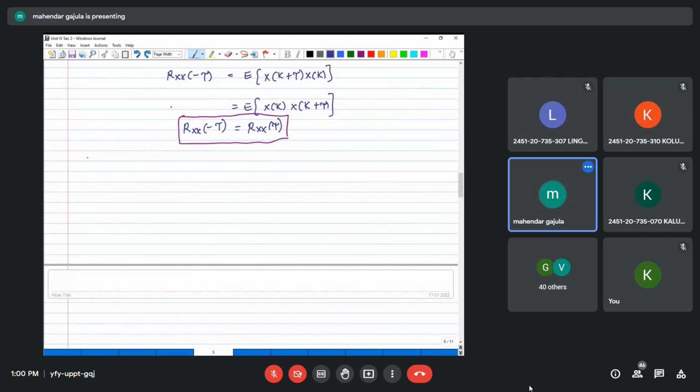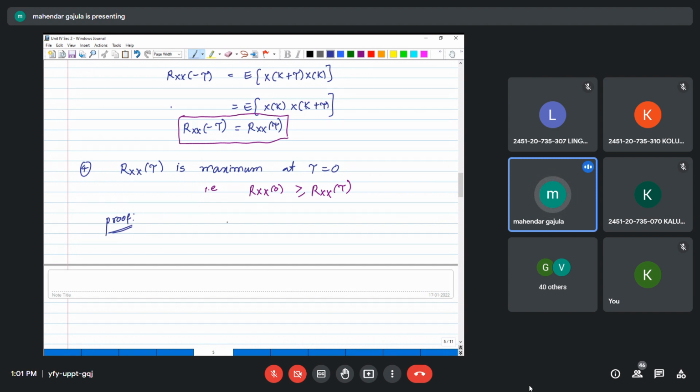And the other one: the autocorrelation function R_XX(tau) is maximum at tau equal to 0. That is, you have to prove that R_XX(0) is greater than or equal to R_XX(tau). Okay, that you have to prove. The autocorrelation function is maximum at tau equal to 0. When tau is not equal to 0, those values are less than R_XX(0).